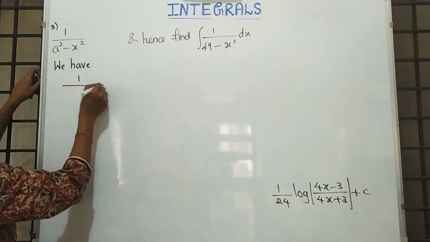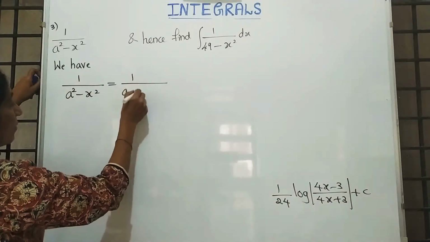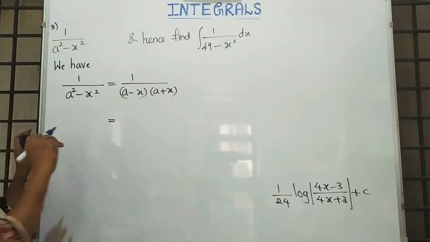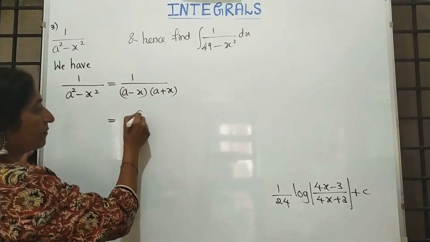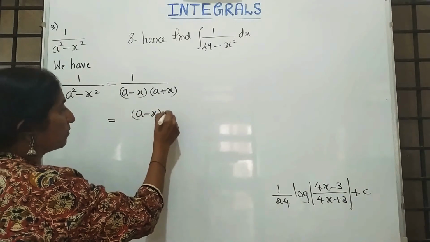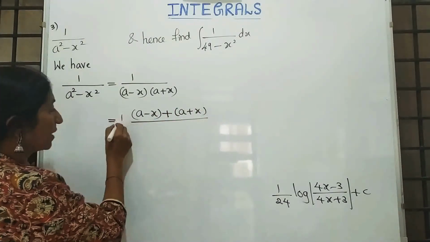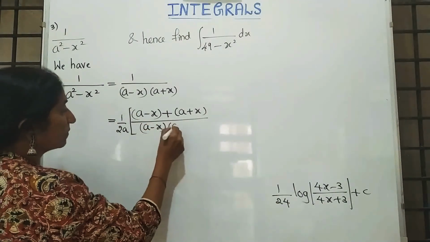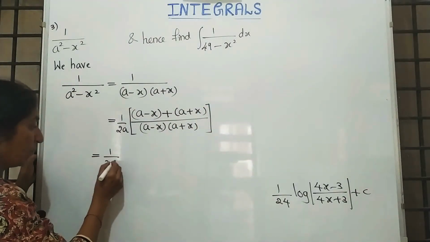We have 1 upon a square minus x square is equal to 1 upon a minus x into a plus x. Again the same hint. Use the same two brackets in the numerator. Either go for addition or subtraction. Cancel x; a should remain as it is. a minus x plus a plus x. See, plus x minus x gets cancelled. a remains. How many a? 2a. One upon 2a.